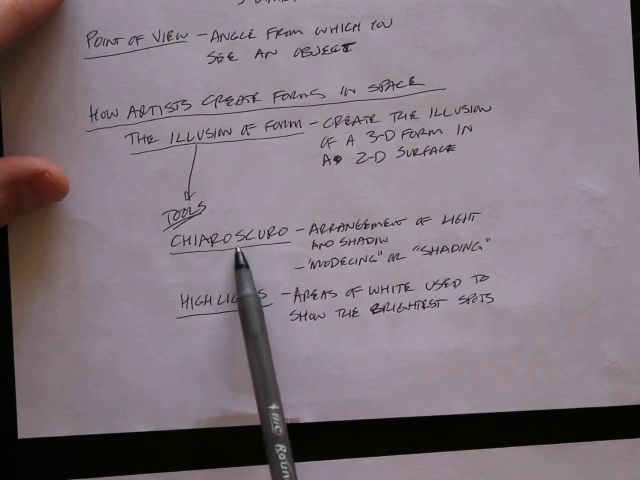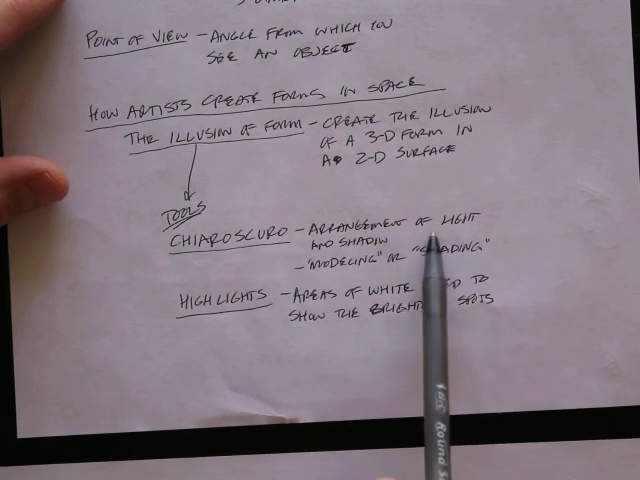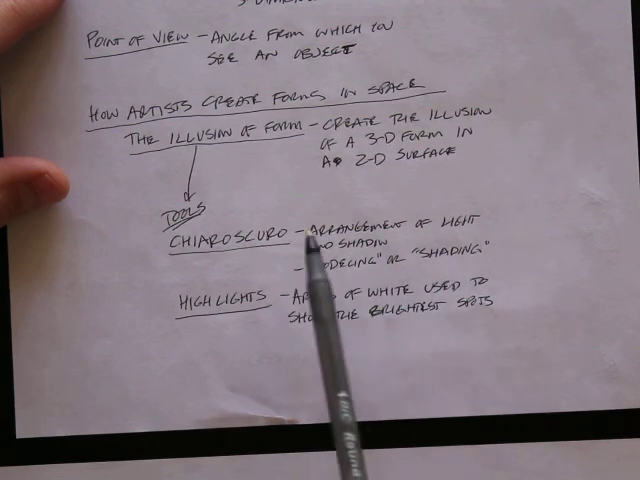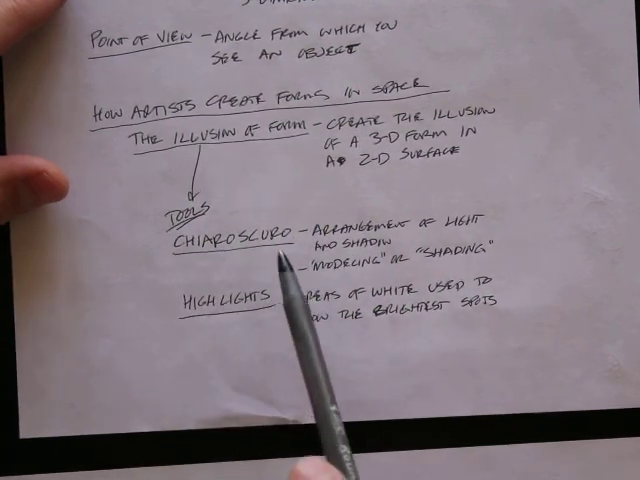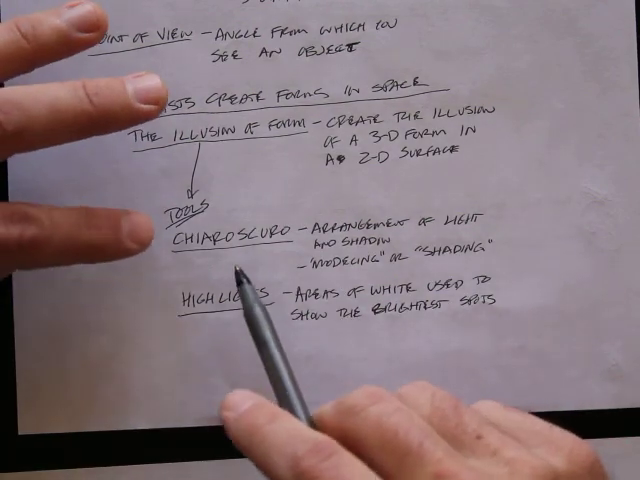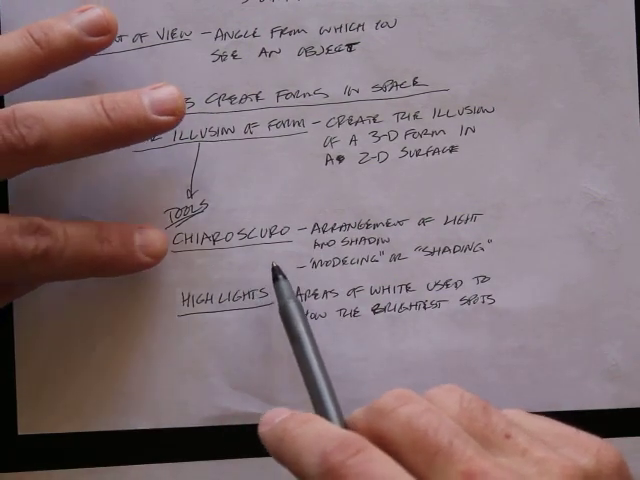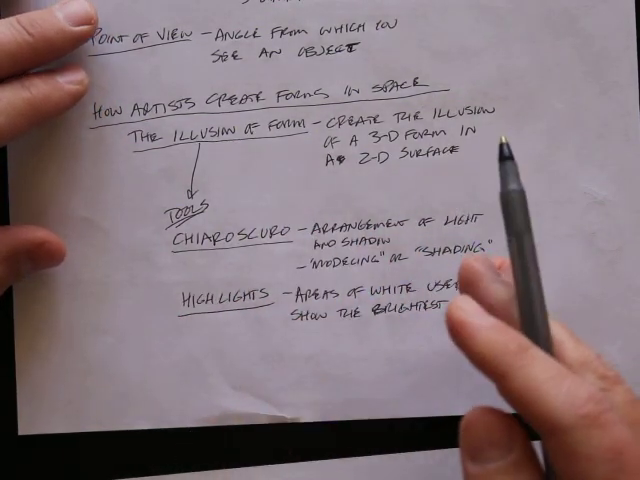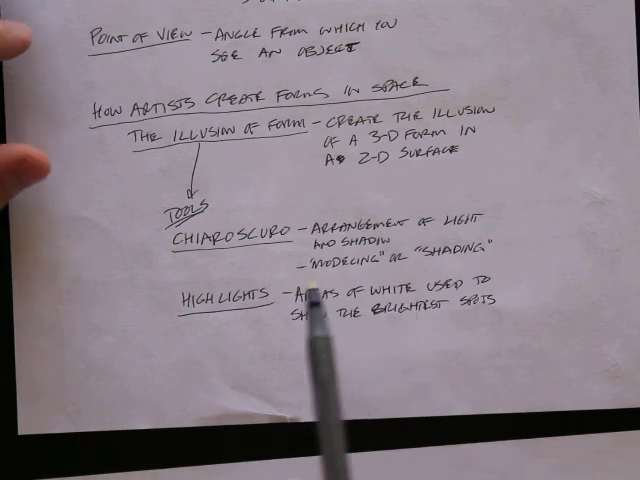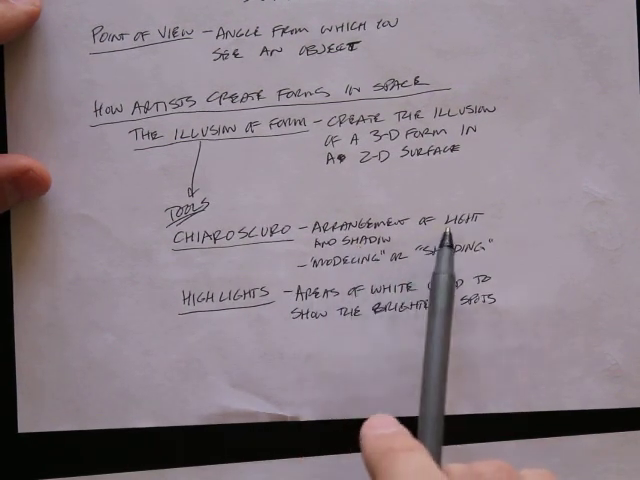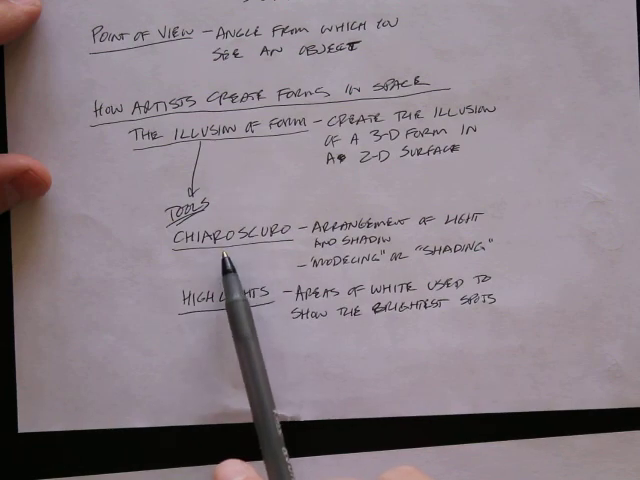Chiaroscuro is the arrangement of light and shadow, modeling or shading. So this is what we do in class when I tell you to shade this area, make this darker, add more value here so that your shape starts looking more like a form and starts looking more 3-dimensional. So this is just shading is what this means. It's a weird word for shading.